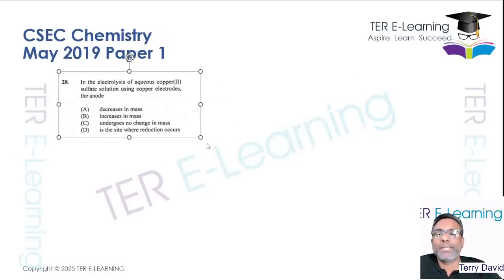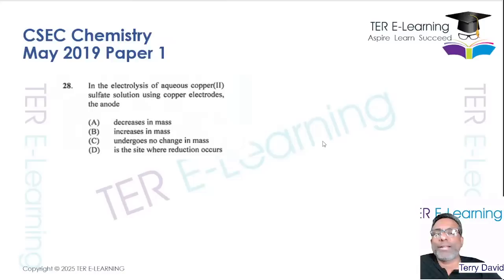Question 28. We have electrolysis of aqueous copper(II) sulfate using copper electrodes. What happens at the anode?